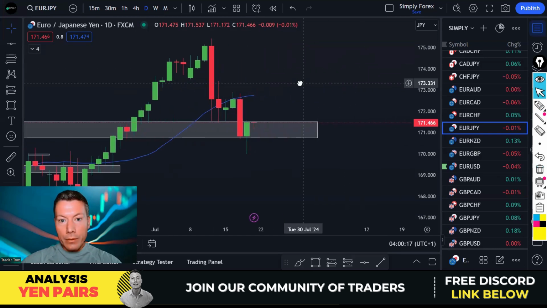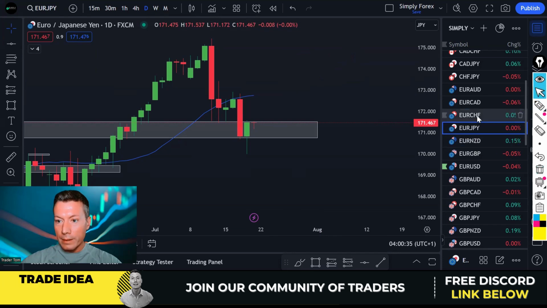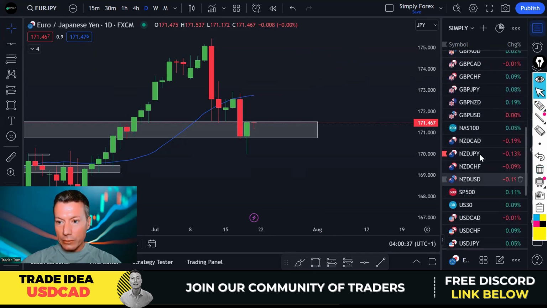And then the catalyst for my trade ideas today is US dollar strength. Okay, so US dollar got some real strength coming through yesterday, and that has led to some trade ideas for me today. And the first one is US dollar, Canadian dollar.